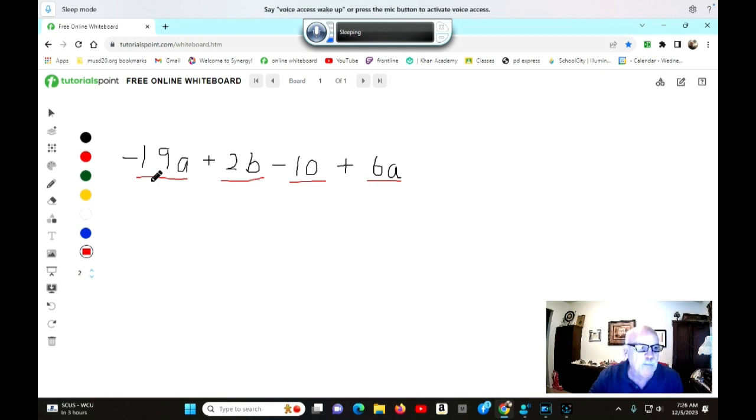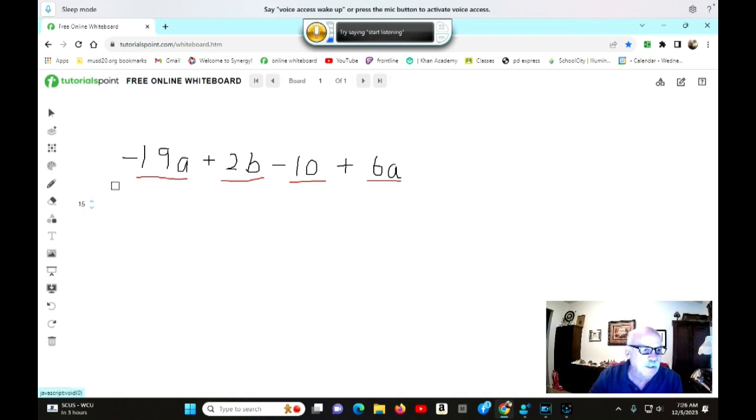A variable term means it includes a letter designation, such as the A or the B, because it's an unknown. We know what 19 is, but we don't know what A is. It's a variable. It could be this, it could be that. It could change. So we call it variable. So this is a variable term. This is a variable term. This is not. This is a variable term. Just so that you know that. So these are all terms, but this is variable, and this is variable.